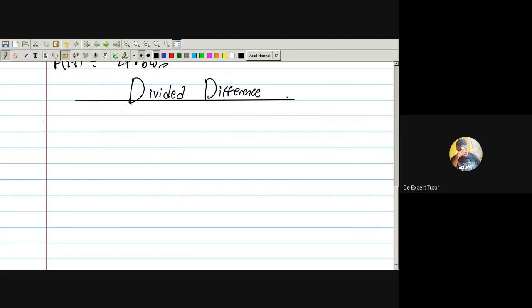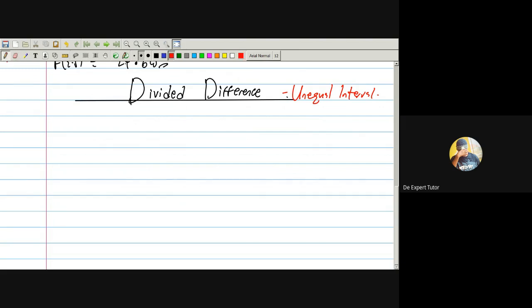Good. Now, let's see divided difference. What is it used for? Normally, you can use it for unequal intervals. It can work for unequal intervals. Nice. Now, how do we solve divided difference?